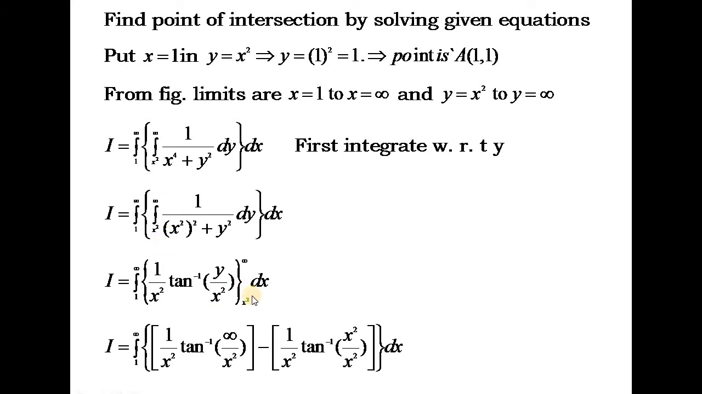Limit of y, x square to infinity. Put y equal to infinity, y equal to x square. So here tan inverse infinity upon x square, that is infinity, tan inverse infinity is pi by 2, and here tan inverse 1, that is pi by 4. Tan inverse infinity is pi by 2, tan inverse 1 is pi by 4. Take 1 by x square common, so pi by 2 minus pi by 4, and this is constant, take outside. From integration 1 to infinity, function 1 upon x square as it is, dx as it is. So 1 upon x square integration is minus 1 upon x, and this pi by 2 minus pi by 4 is pi by 4.